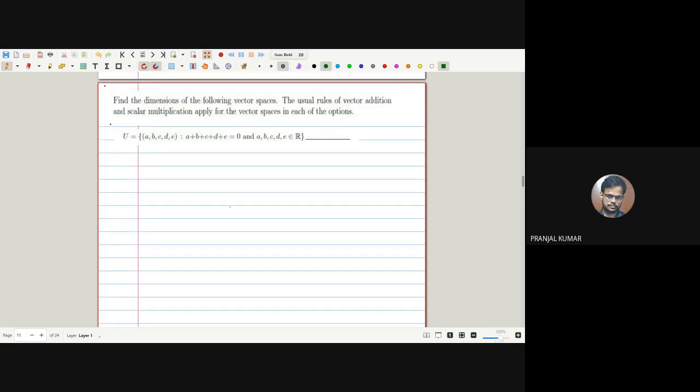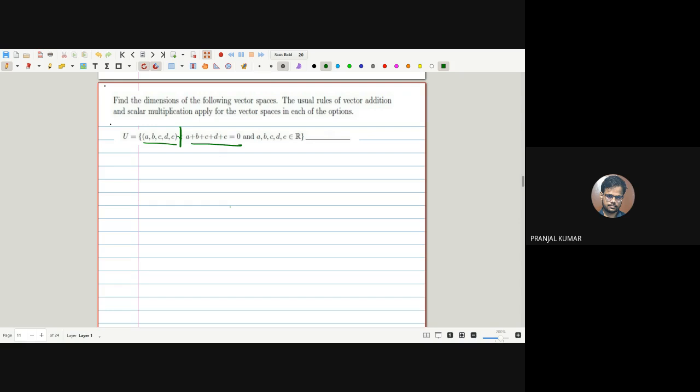Now this question. Find the dimension of the following vector spaces. The usual rules of vector addition and scalar multiplication apply for the vector spaces in each of the options. So I will tell you one thing. Whenever these types of sets are given and some equation is given.